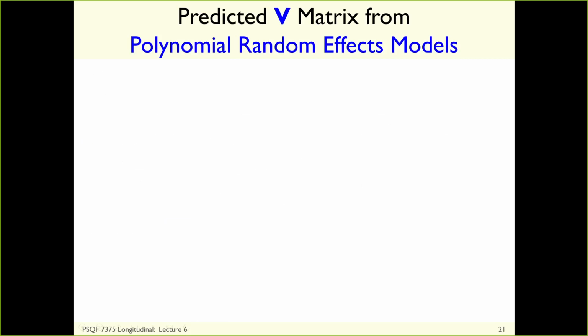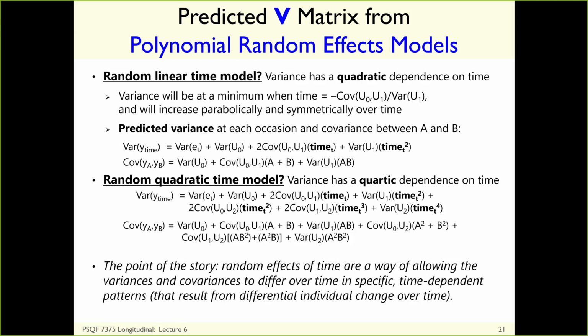Yeah. This is a great place to leave off. This is what the model says the predicted variance should be at each occasion from a random quadratic model. Right here, this ugly thing right here. That's how a random quadratic model patterns the V matrix. It is a function of time to the 4th power. And down here is how the random quadratic time model predicts the covariance between any pair of occasions, which is also very ugly.